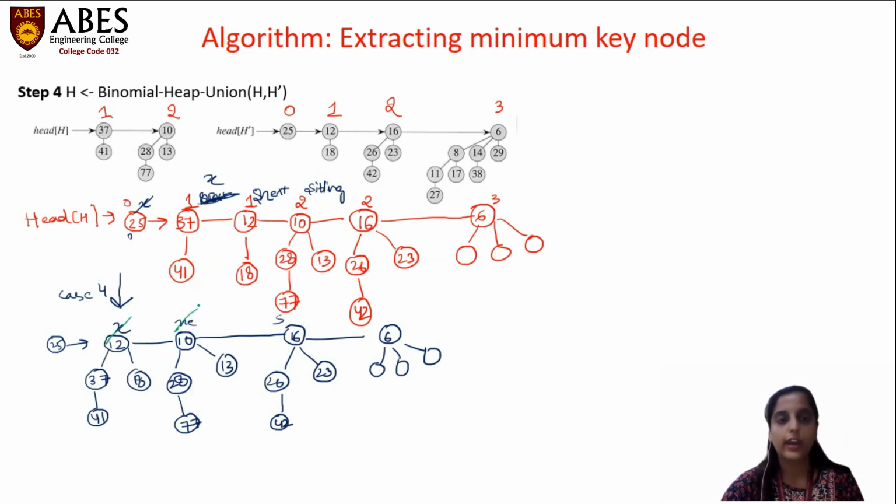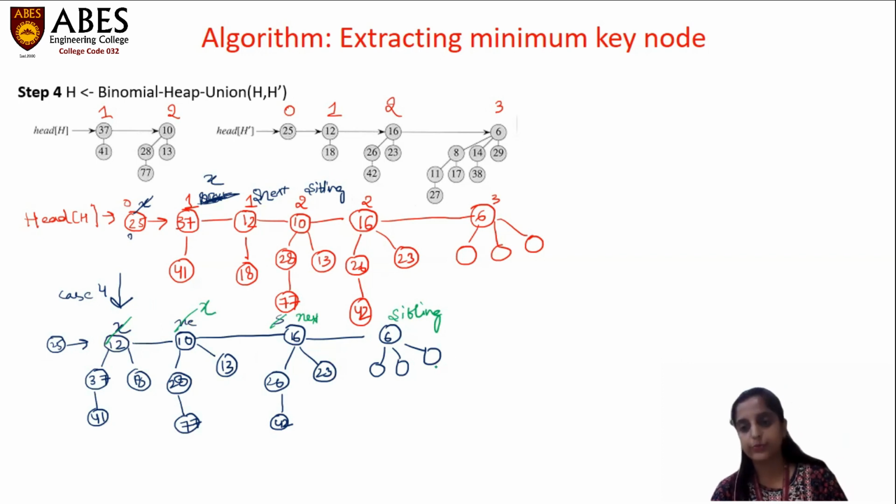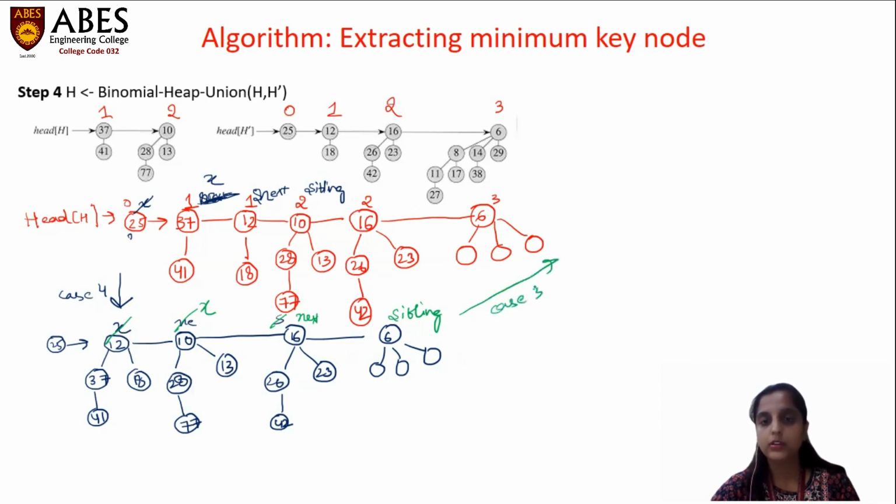This becomes your x. This becomes your next x, and this becomes your sibling. Right. Now we'll check. Here, degree of x is equal to degree of next x, but it is not equal to degree of sibling of next x. So either case 3 or case 4. But here, the key value of x is smaller than the key value of next x. So case 3 is applicable here. So we'll apply case number 3.